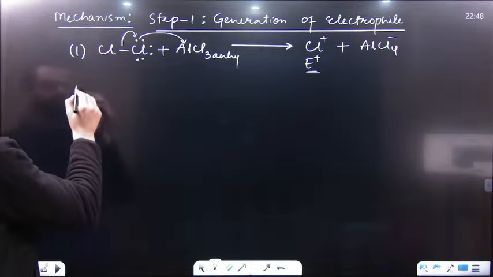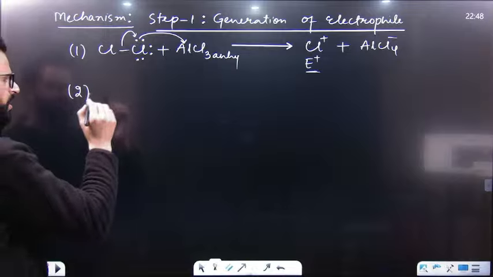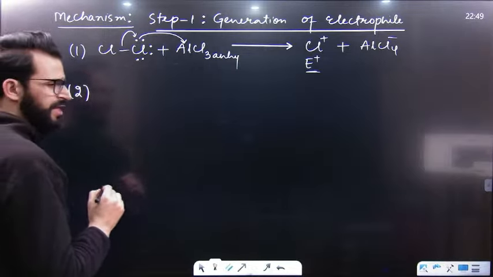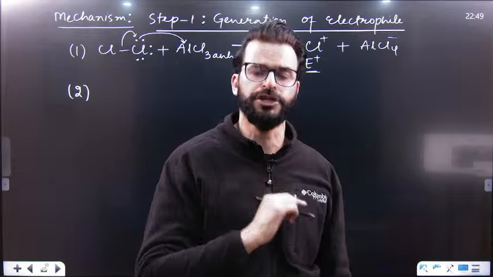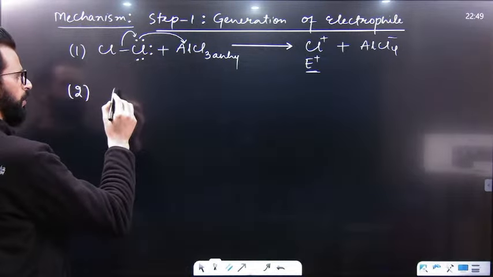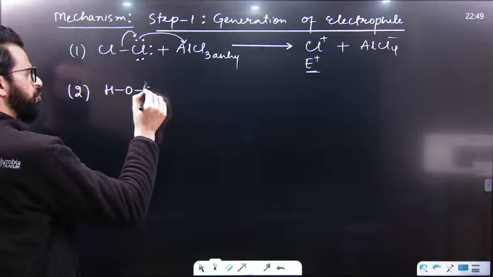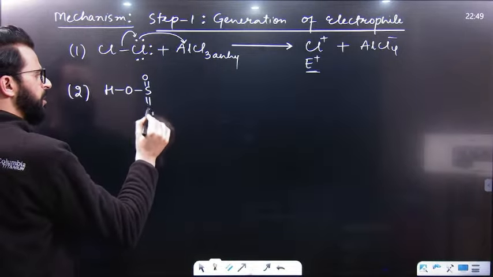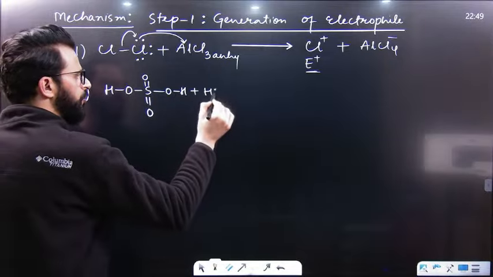After that, if I talk about nitration, remember what happens during nitration. Nitration generally takes place with the help of a nitrating mixture. Nitrating mixture means HNO3 and H2SO4. So this is H2SO4 and this is HNO3.